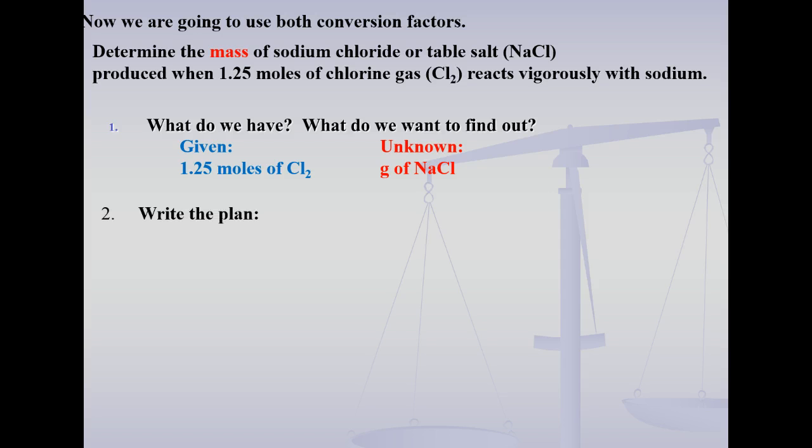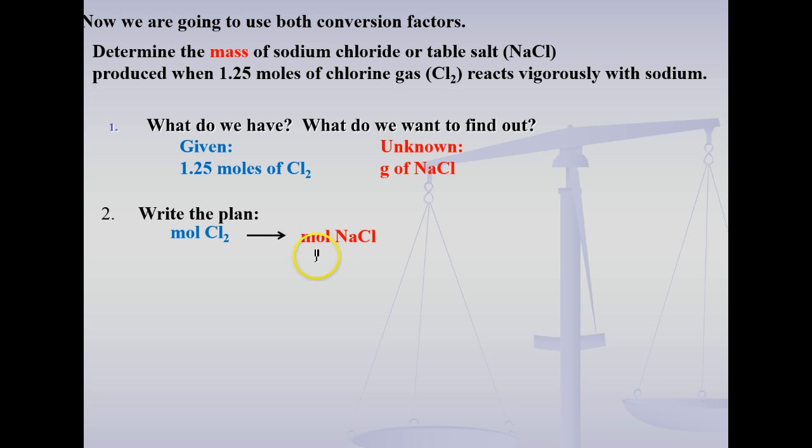Next, we're going to write a plan. We want to start with our given quantity, the units of our given quantity, which is moles of chlorine. If you look at your general plan, you're starting at moles of A. Well, what do you do for moles of A? You go to moles of B. And that's what we're going to do. We want to go from moles of chlorine to moles of sodium chloride. Remember, your given is A, your unknown is substance B.